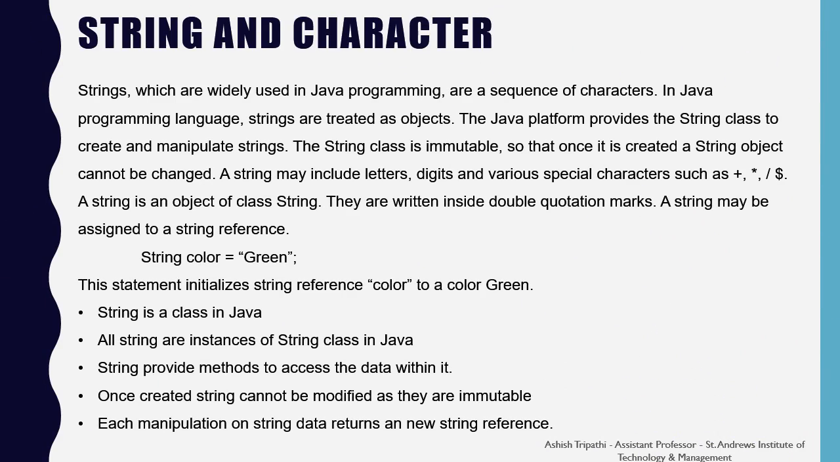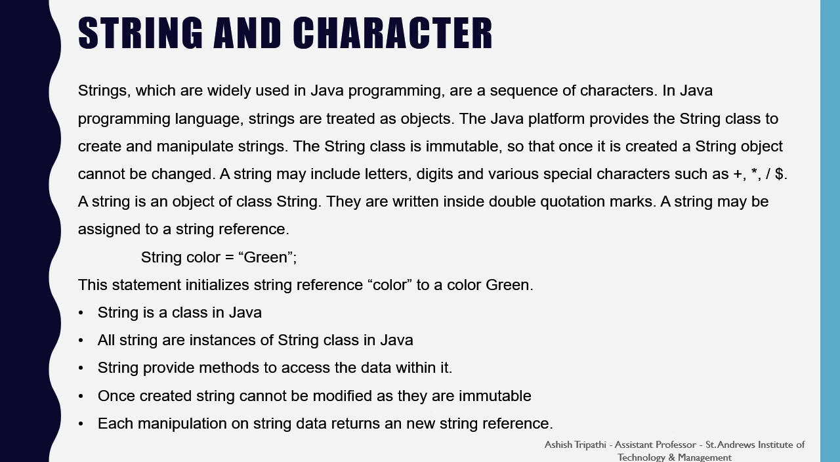String and character. Strings, which are widely used in Java programming, are a sequence of characters. In Java programming language, strings are treated as objects. The Java platform provides the string class to create and manipulate the strings. The string class is immutable, so once it is created, a string object cannot be changed. A string may include letters, digits, and various special characters such as plus, multiply, divide, and the dollar sign.